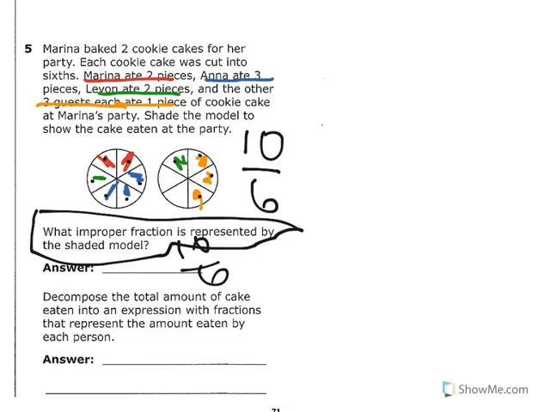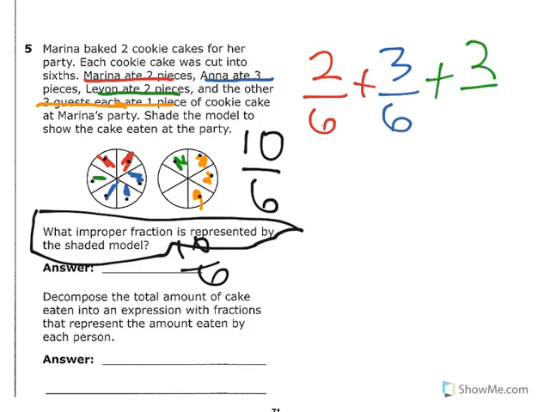Okay, next it's asking, decompose the total amount of cake eaten into an expression with fractions that represent the amount eaten by each person. So we'll go ahead. Miranda's was 2/6. Need to add Anna's, which was 3/6. Then Levon was 2/6. Okay, then the other 3 guests each ate 1/6.